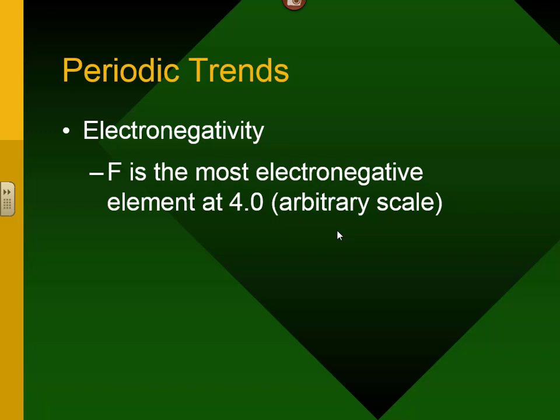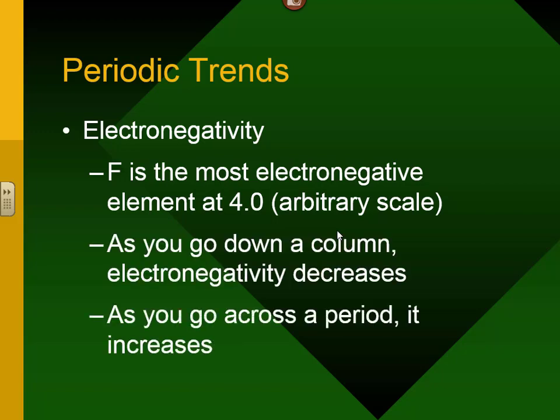The electronegativities are listed on that periodic table that you have at the back of your notes packet. There's a teeny tiny little number. I think it's in the bottom right corner of those periodic tables. As you go down a column, so top to bottom on the periodic table, electronegativity decreases. As you go across a period from left to right, electronegativity increases.